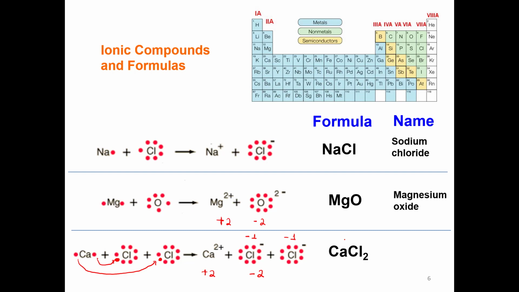Now the name. To write the name, we will write first the name of the metal, which is calcium, then the name of the non-metal, but we need to change the ending to "ide", chloride. Then the name of this compound will be calcium chloride.